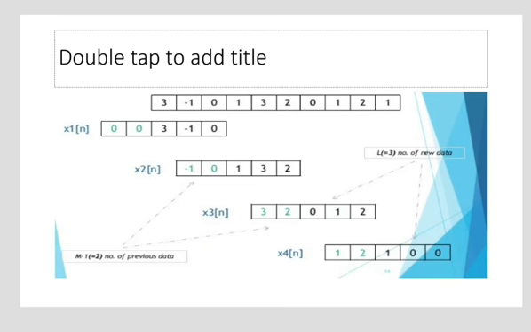x2(n) is -1, 0, that is the above values, 1, 3, 2. x3(n) is 3, 2, the above values, 0, 1, 2. This 0, 1, 2 is nothing but the number of new data, that is L is equal to 3, and this 3, 2 is nothing but the number of previous data, that is M minus 1. Similarly x4(n) is equal to previous data 1, 2 and new data 1, 0, 0.